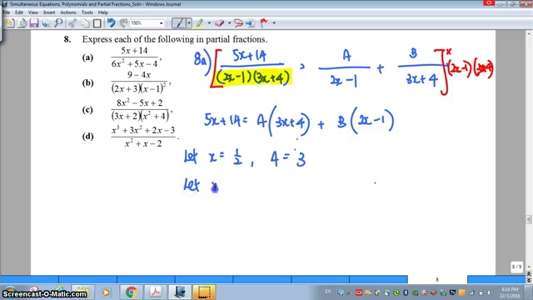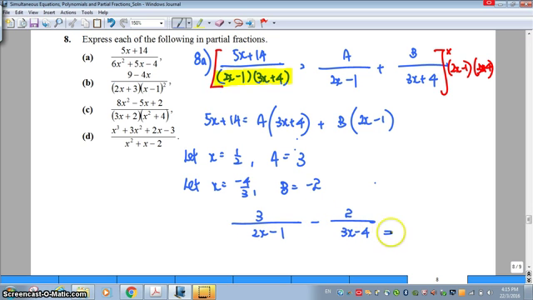Similarly, if you let x be equal to negative 3 over 4, with some quick manipulation, you will obtain your b to be negative 2. Once we are done with our a and b, please write out the final solution accordingly in their partial fraction and underline your final answer.